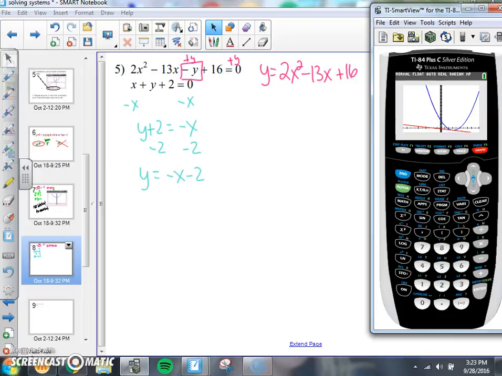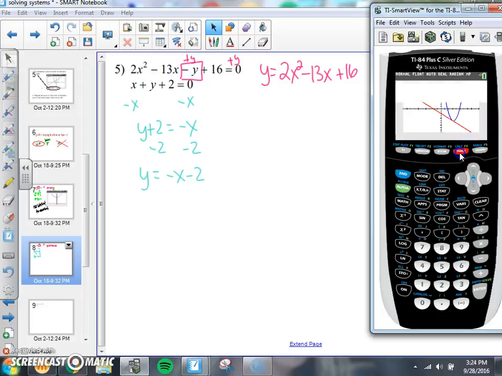I want to fix my window to go back to the way it was. So to get my standard 10 by 10 graph, you're going to push zoom, and then option 6 is standard. I'm going to push 6. It'll give me my 10 by 10 screen again. So it's going to graph it for me. There's my parabola, and then here comes my line. And I see that they are crossing each other. It looks like at exactly one point, but let's make sure.